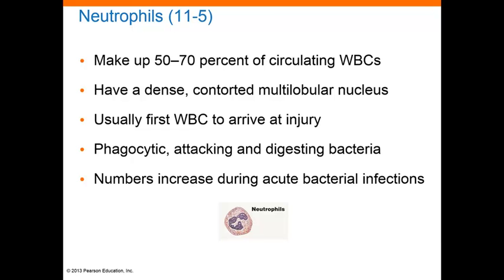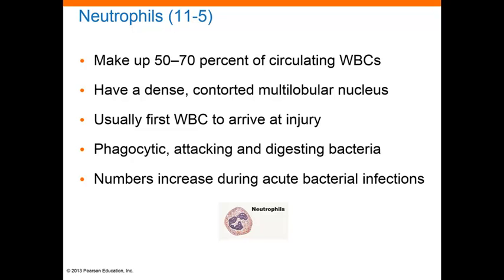Let's start by looking more closely at each of the different white blood cells, beginning with the neutrophils. Neutrophils are probably the most populous, making about 50 to 70% of the circulating white blood cells. Neutrophils have a very unique shaped nucleus in that it's multilobular and somewhat globular, dense and contorted. Neutrophils are usually the first white blood cells to arrive at the site of an injury due to their ability to perform positive chemotaxis.